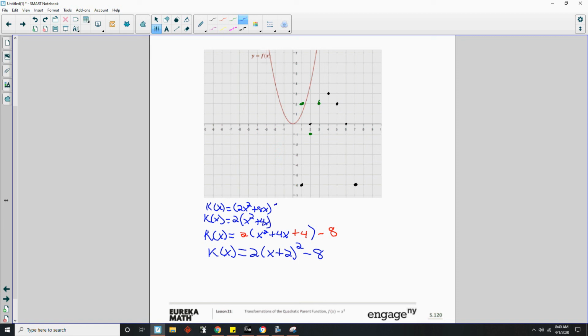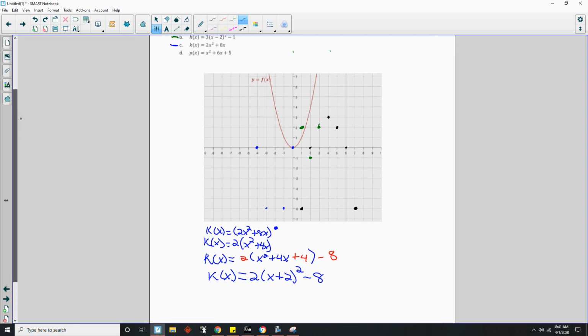Well, that's not a very good graph they gave us, is it? Okay, that should have gone to at least negative 8. So I'm off the grid here. So here's my point. And then it is opening up, and it's a factor of 2. So instead of over 1, up 1, I'm going to go over 1, up 2, and that would be here. Instead of going over 2, up 4, I'm going to go over 2, up 4 times 2, which is 8. So over 2, up 8 would be at the origin. Go over 2, and I'm on the other side of the vertex, so it would look like that right there.